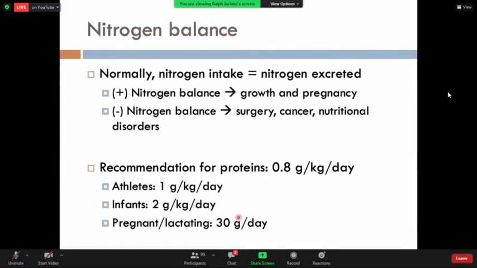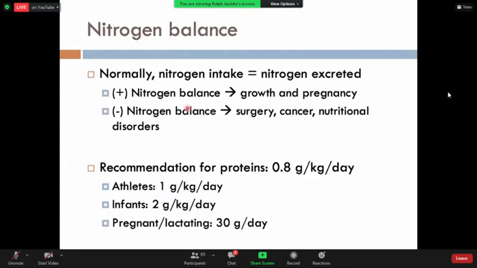Okay. One important concept with regards to our dietary proteins would be what we call your nitrogen balance, because these dietary proteins would provide the majority of the nitrogen that we take in. Okay, so normally, for a normal, healthy adult, let's say a medical student, not an athlete, the nitrogen intake should be equal to the nitrogen excreted. Okay, the one we excrete in our urine.